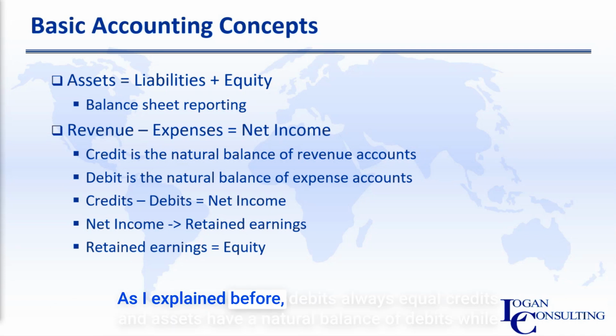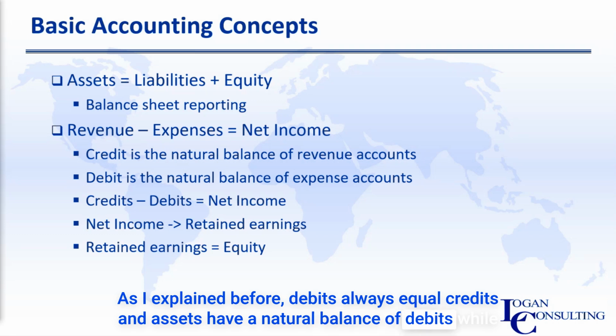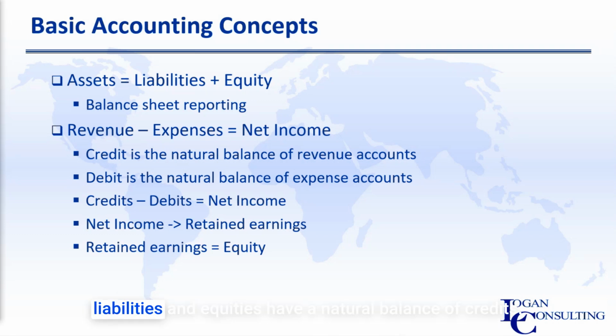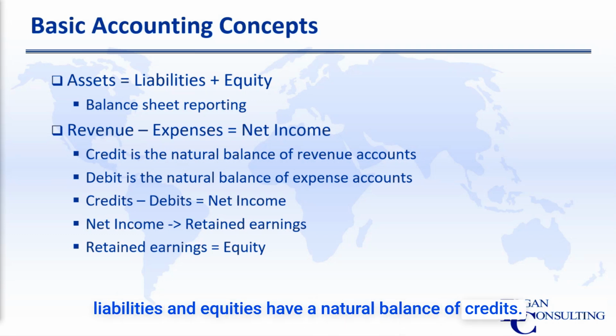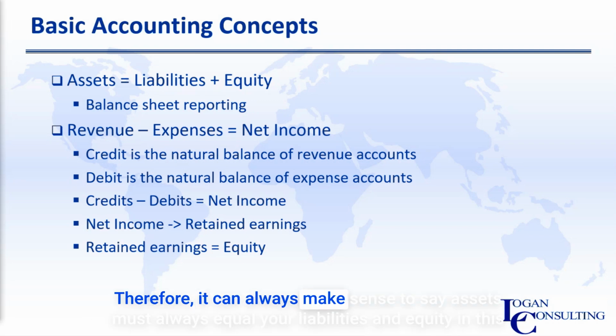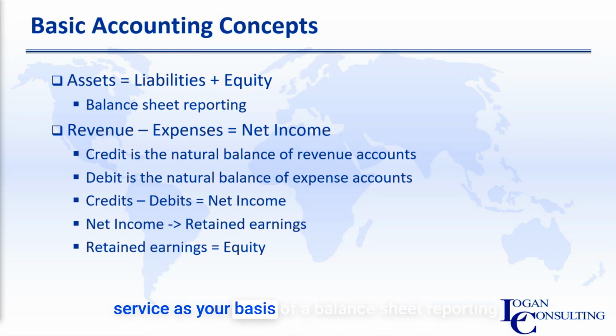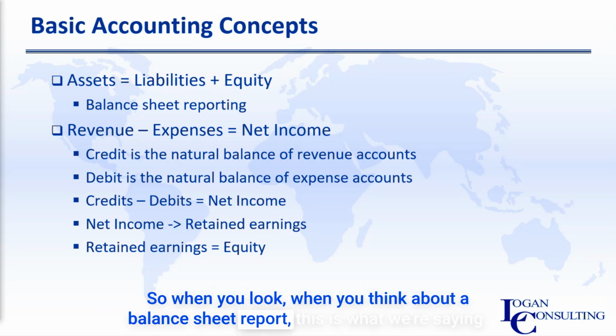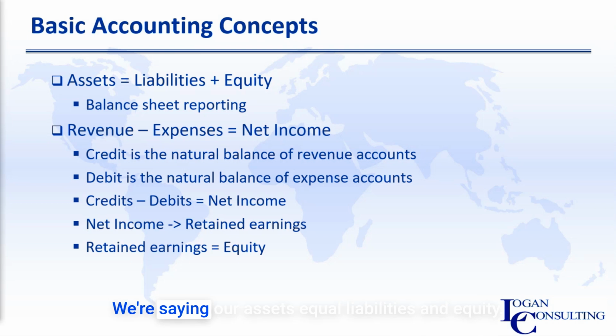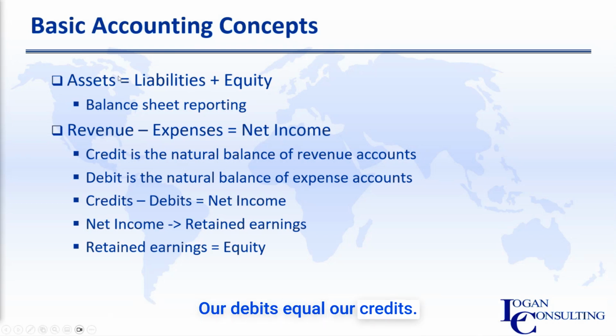As I explained before, debits always equal credits, and assets have a natural balance of debits, while liabilities and equities have a natural balance of credits. Therefore, it makes sense to say assets must always equal your liabilities and equity. This serves as the basis of balance sheet reporting. So when you think about a balance sheet report, we're saying our assets equal liabilities and equity, our debits equal our credits.